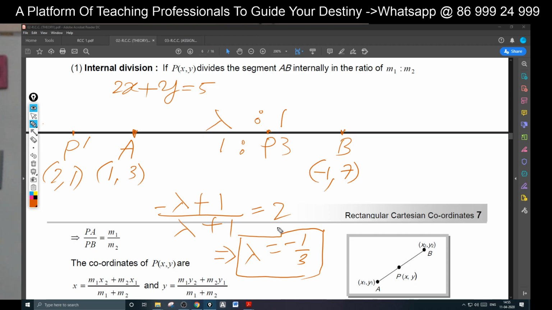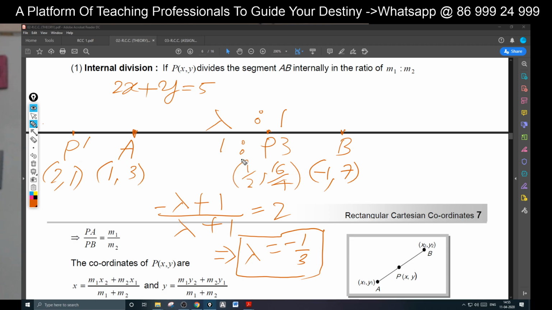P dash is dividing it externally in the ratio minus 1 by 3, and P divides it in the ratio 1:3. Let us apply the formula: 1 into minus 1, minus 1 plus 3, 2. 2 by 4, it is 1 by 2. 1 into 7, 7. 7 plus 9, 16 by 4. What is it? 1 by 2 comma 4 is the other point which divides it internally, and this point divides it externally.